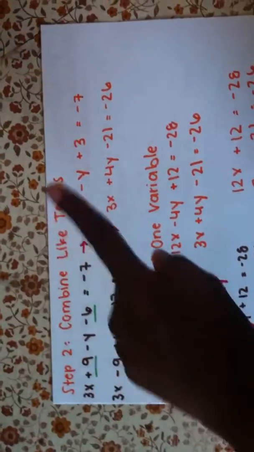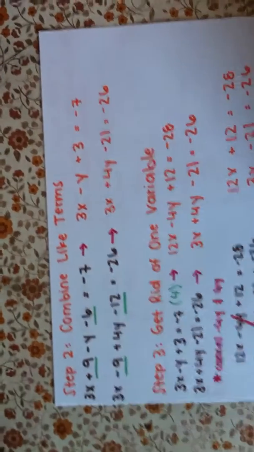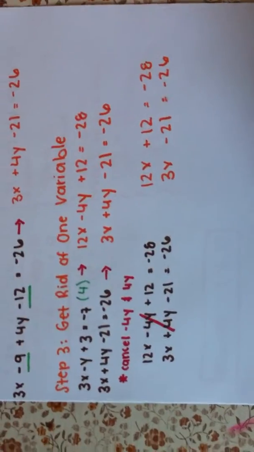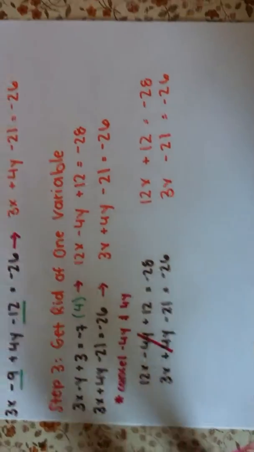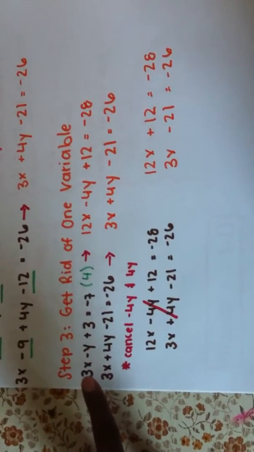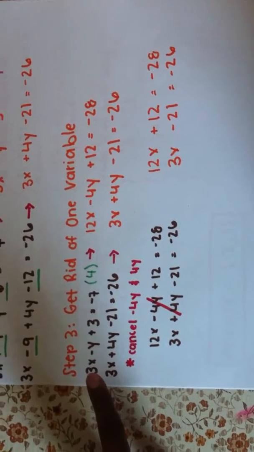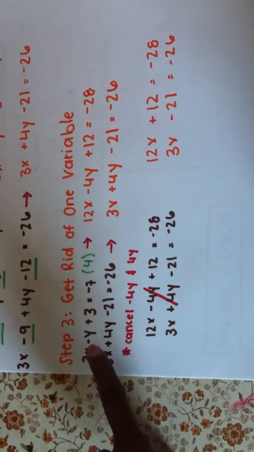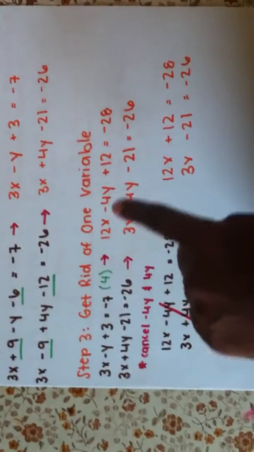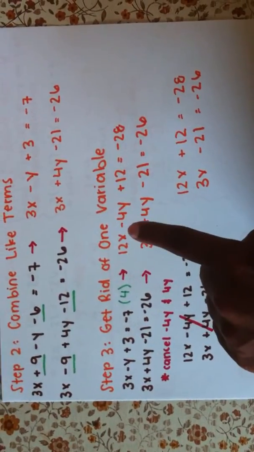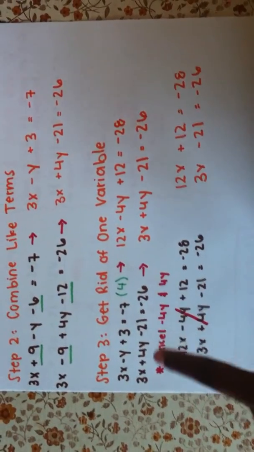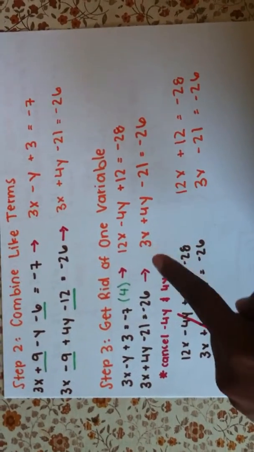And now you take these two equations right here and use them to get rid of one variable. So basically to solve this, I'm using the elimination method. I see that I can multiply the top equation by 4, because if I multiply by 4, this becomes negative 4y and I can cancel these two out. So if I multiply the top equation by 4, I get 12x - 4y + 12 = -28. And I don't have to do anything for this, so I bring it right over.